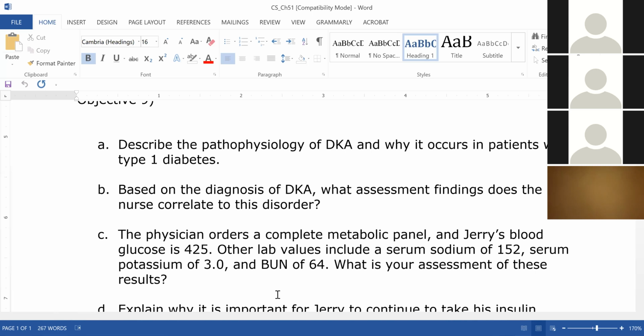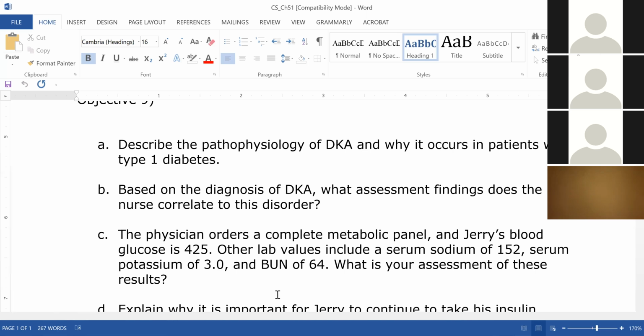We have something called osmotic diuresis, caused by the hyperglycemia, and we probably have glucosuria as well. And we do, because once your blood sugar gets above 180 milligrams per deciliter, the sugar spills over into the urine and you pee it out.